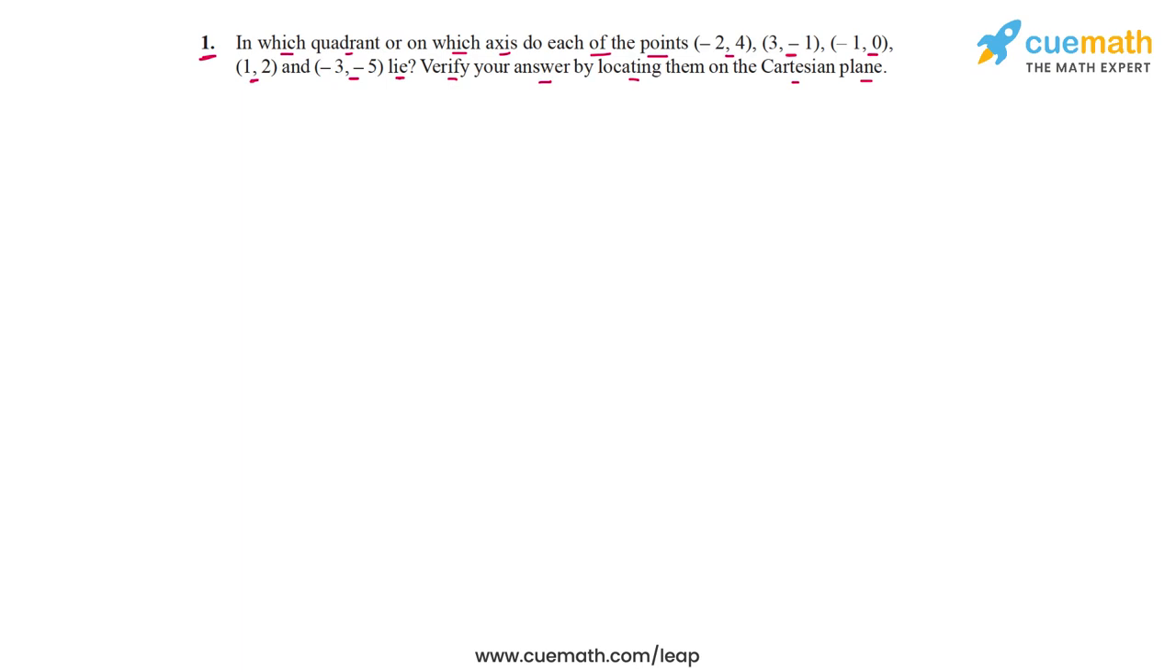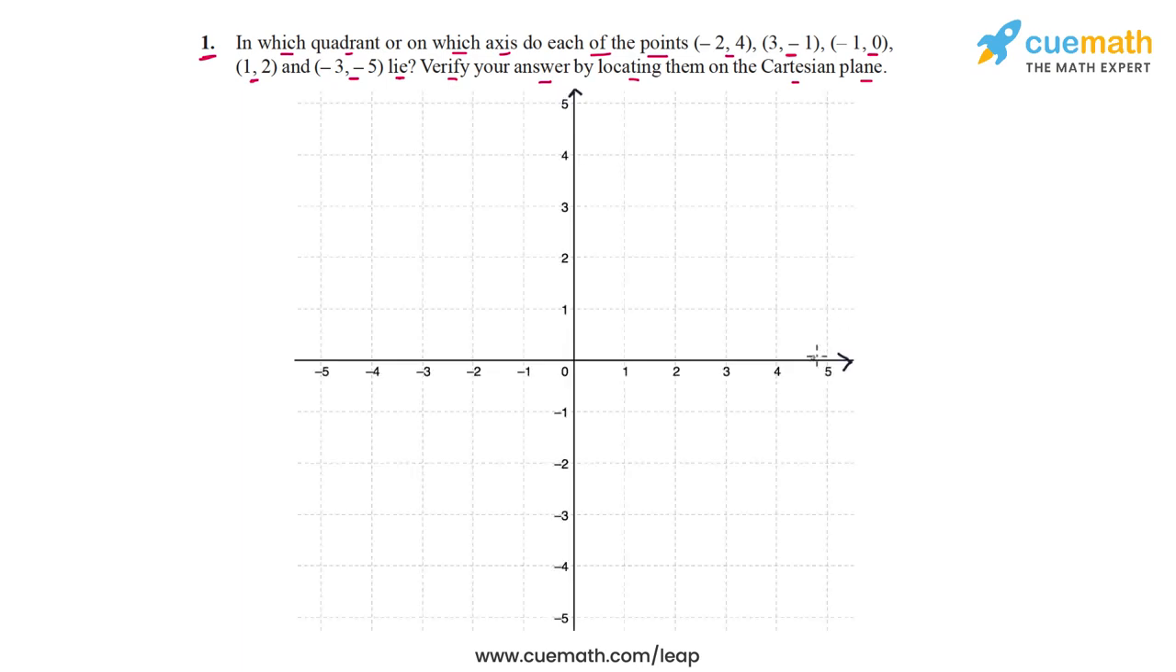So let's draw a Cartesian plane like I've done here. So we have this as our x-axis here, the horizontal line, and this vertical line is our y-axis. And now we will locate each of the 5 points on this Cartesian plane.